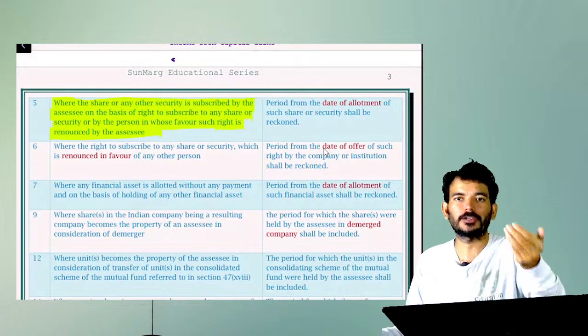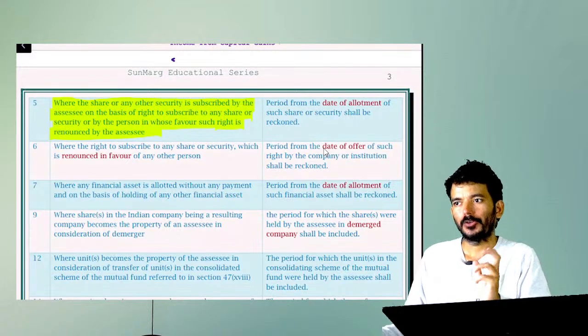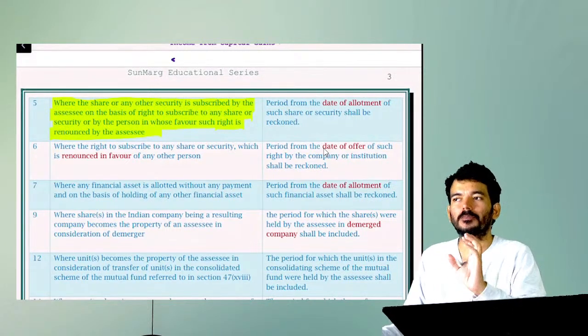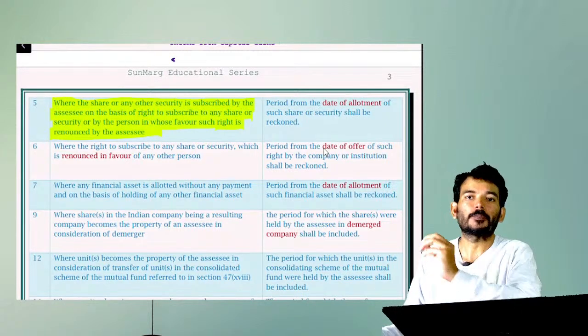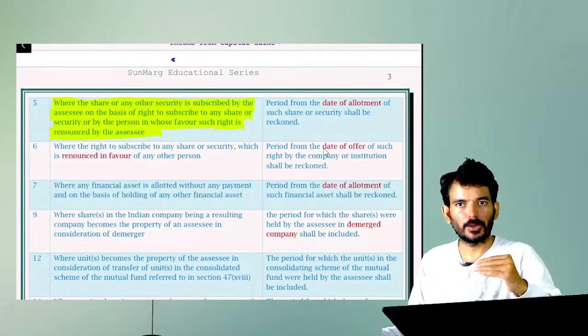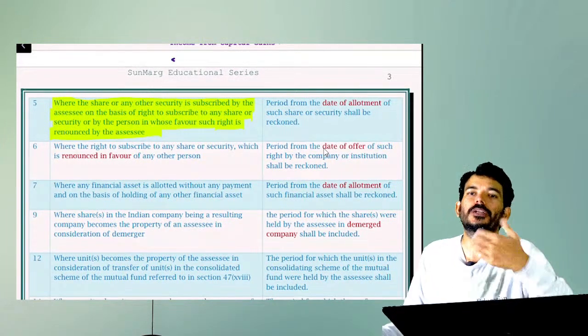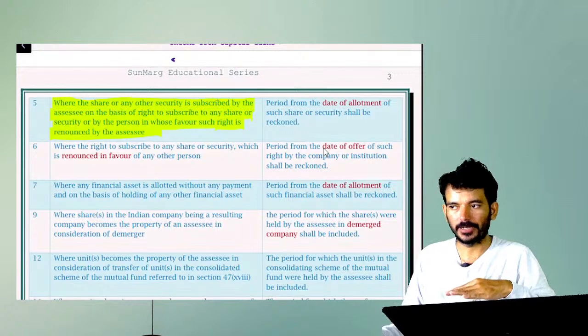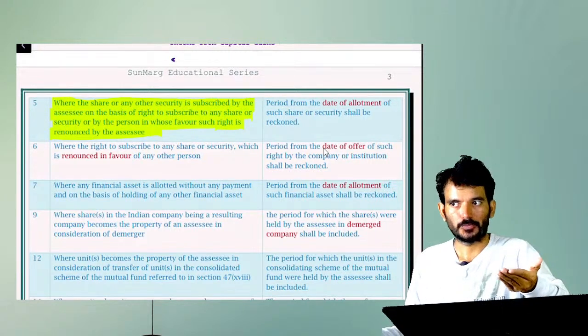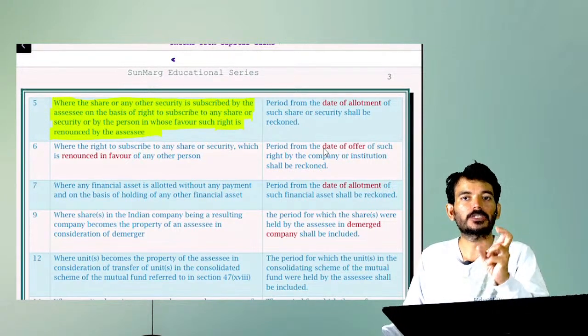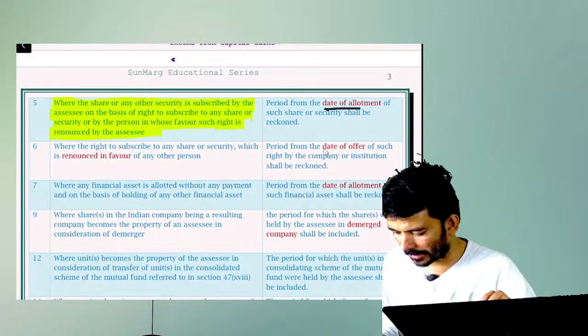Meaning, you can purchase another 100 shares at a reduced price. If you are purchasing in the market, you might be paying 10 rupees per share, but I am saying you can pay only 9 rupees and take 100 shares. So I'm giving you a right to purchase my company shares, right? So this is the rights issue. So the period of holding should start from the date of allotment. So this is the general rule.